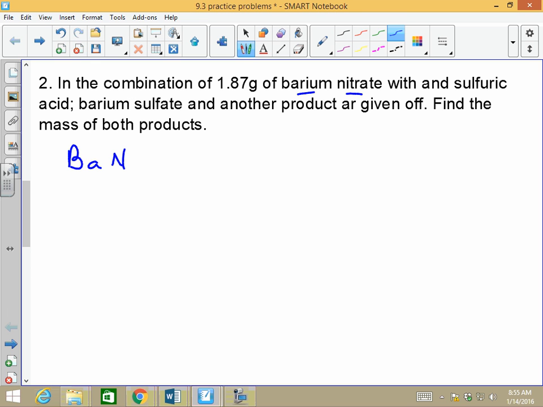barium nitrate, and barium has a charge of 2, nitrate a charge of 1. You end up with a 2 over here. That is combined or mixed with sulfuric acid, H2SO4, and we're going to assume a simple double replacement, nothing too complicated. Therefore, I end up with BaSO4.